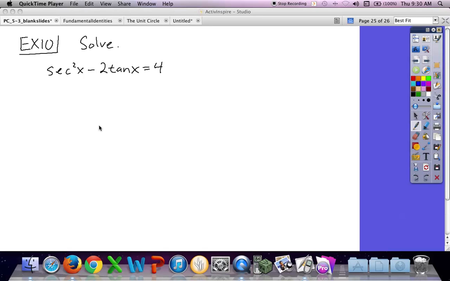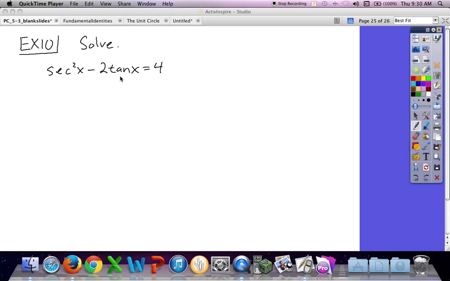So what do you presume that we're going to have to do with this one? No, before you do that, we will eventually, right? But what's the problem here? They're different functions, right? How are we going to make them all the same function? Alexis? Yeah, change the secant squared to 1 plus tan squared, right? We've got to make this all the same trig function before we can go any further.